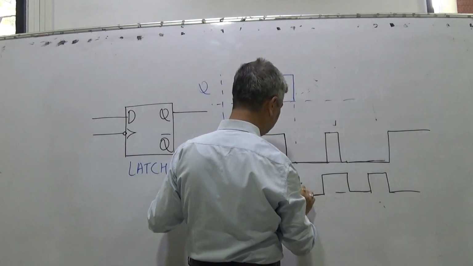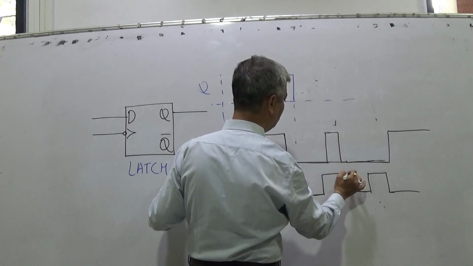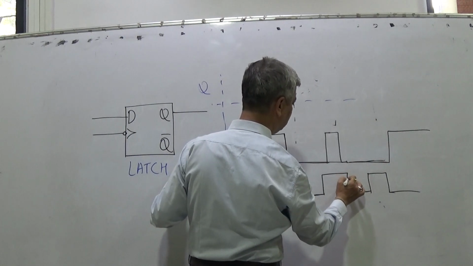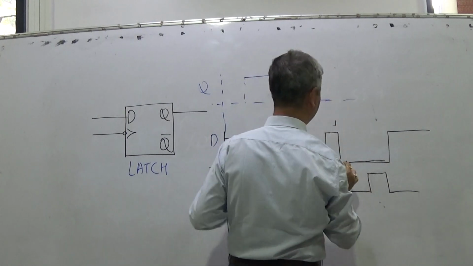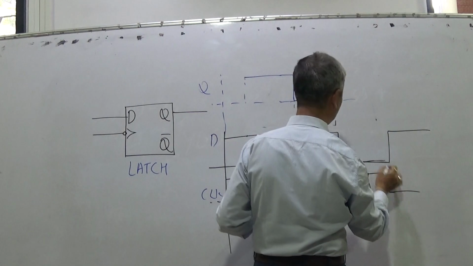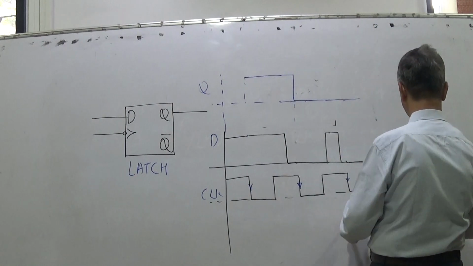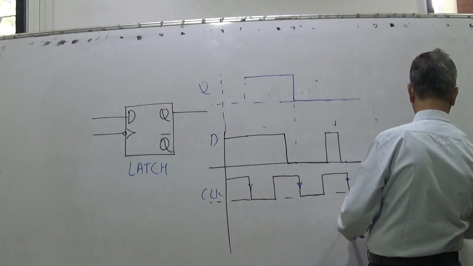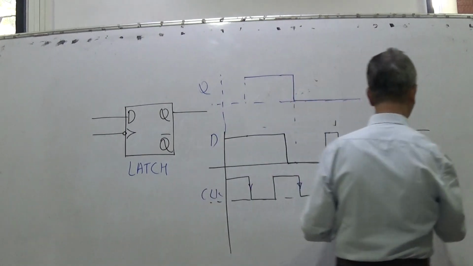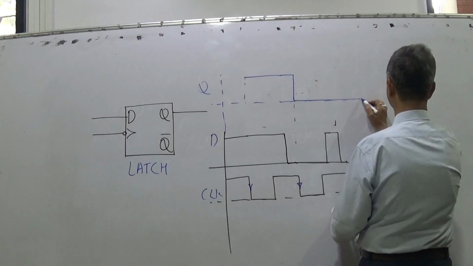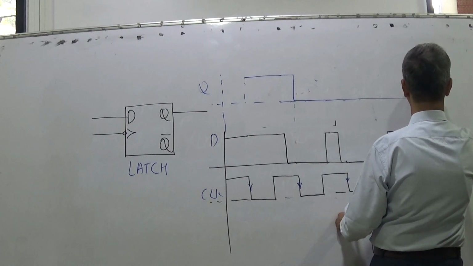Now, no change. So this D has become 1, it has become 0, but what is D when the clock goes down? It is again 0. So it will continue to be 0. Here also it will continue to be 0. And at the time of this pulse, it is 1, so it is 1.